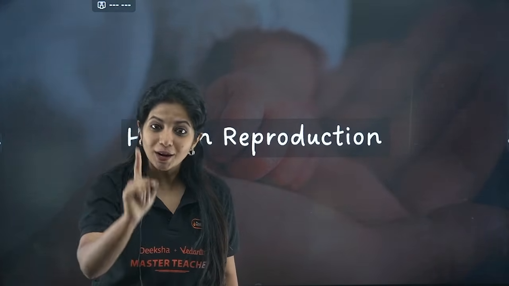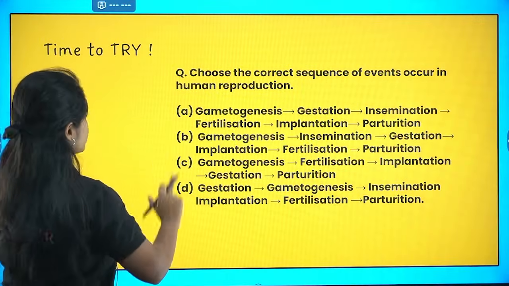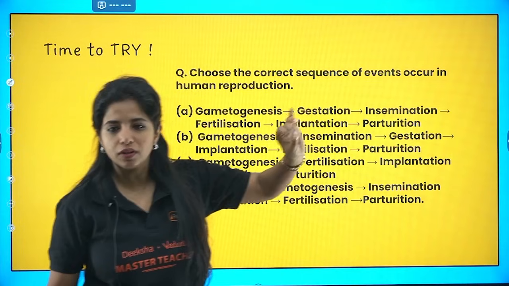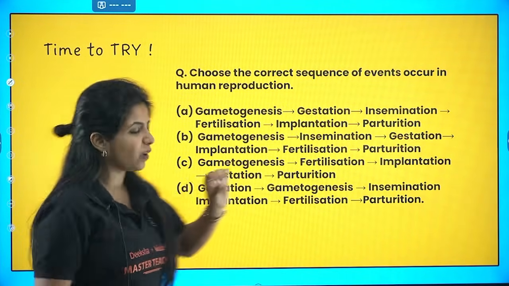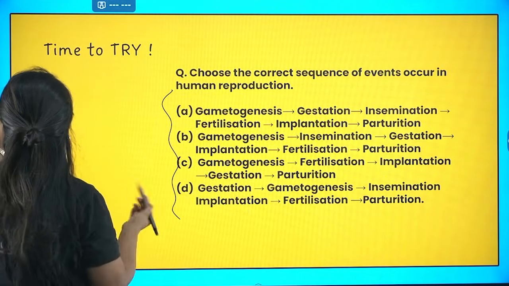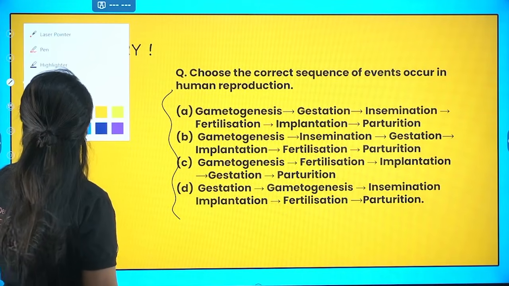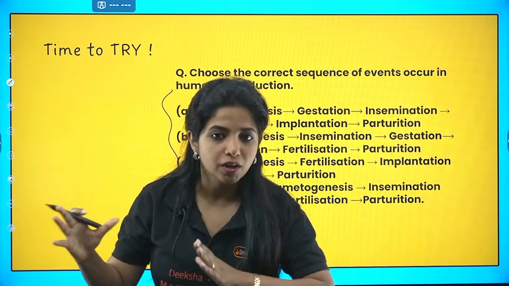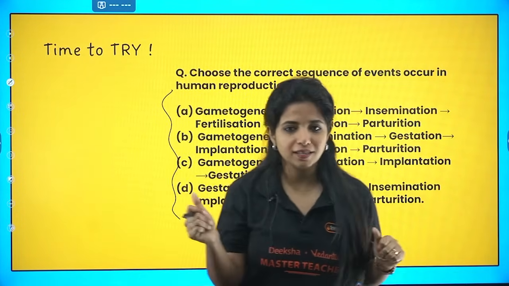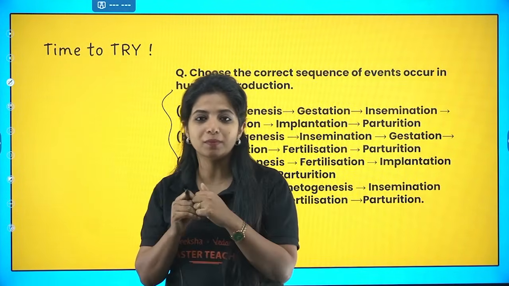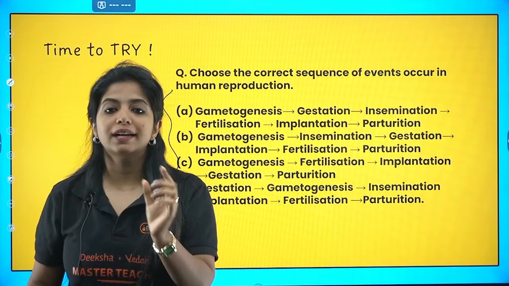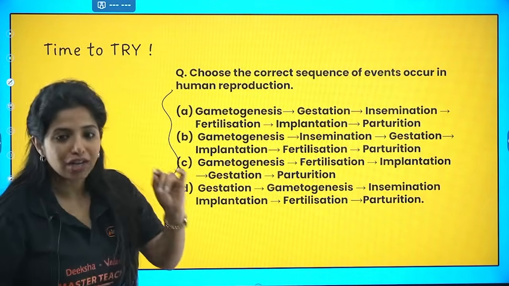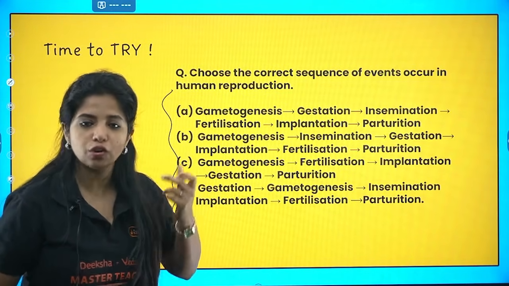Watch the video in one go, and let's go ahead with human reproduction, starting with the first thing in the form of a question: choose the correct sequence of events that occurs in human reproduction. Why did I put this question? Because this is the first concept and I thought I can explain this concept with the help of the question. So my dear children, when you talk about sexual reproduction, what do you need? You need gametes. The gametes have to come, fuse and form the zygote. So the first process that has to happen is gametogenesis, which means formation of gametes.